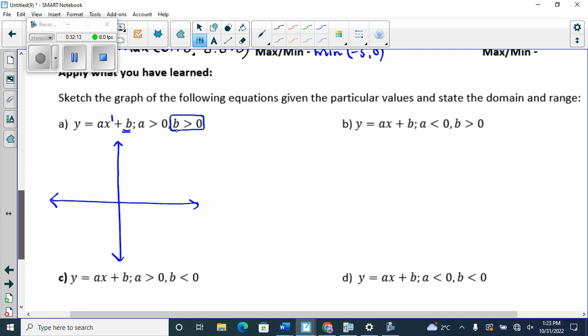So I have any option along this line above the x-axis. So I'm going to put it here. Why? Because I felt like it. You can pick any other spot. It just needs to be greater than 0. We agree? Right, Colton?